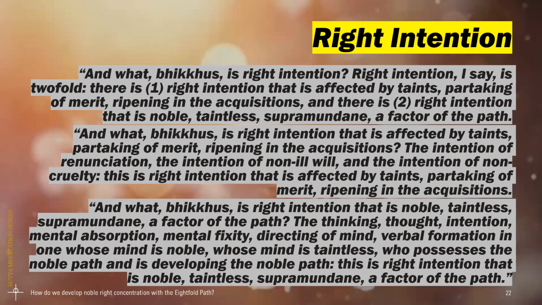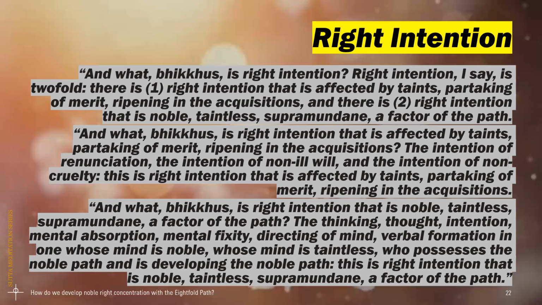So what we can glean from those particular words is that it is all the mental activity of directing and applying the mind, including the verbal formations, that arise in someone whose mind is noble, taintless, or possesses the noble path, or who is developing the noble path. So what we want to know is the distinction between the mundane right intention and the supramundane right intention. How do we go from the mundane to the supramundane?